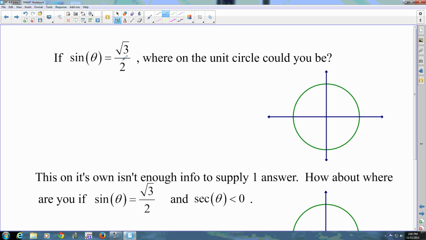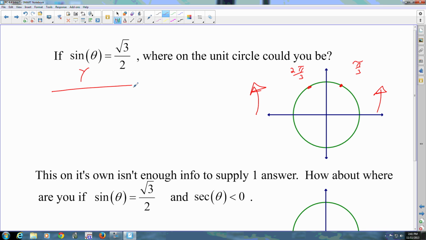If sine of theta is square root of 3 over 2, where in the unit circle would you be? Well, sine is your y value. The y is positive, so you're in the upper quadrants, quadrant 1 and 2. You're either at 60 degrees or 120, or pi over 3 and 2 pi over 3. It doesn't say how it wants the answer, so I'm doing it both ways.